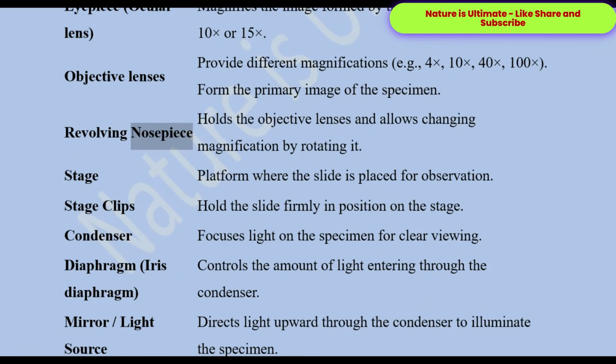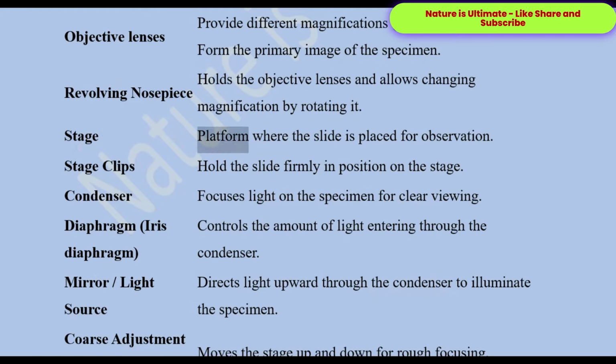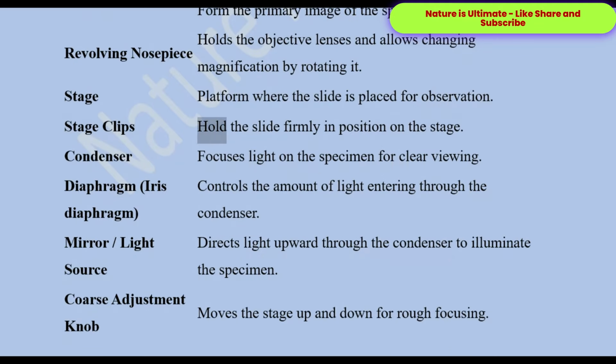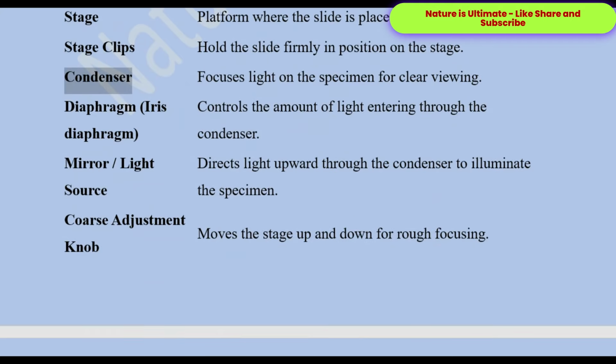Revolving nosepiece: holds the objective lenses and allows changing magnification by rotating it. Stage: platform where the slide is placed for observation. Stage clips: hold the slide firmly in position on the stage. Condenser: focuses light on the specimen for clear viewing.